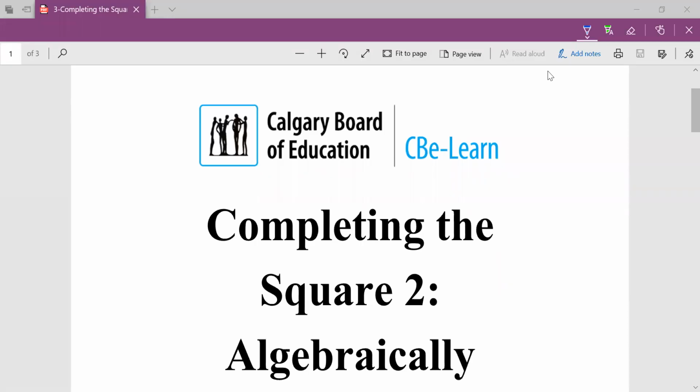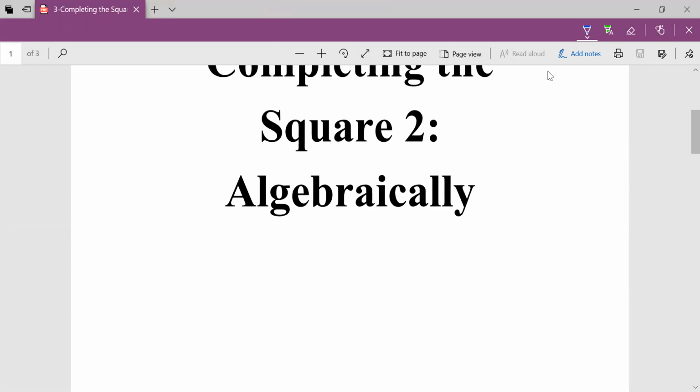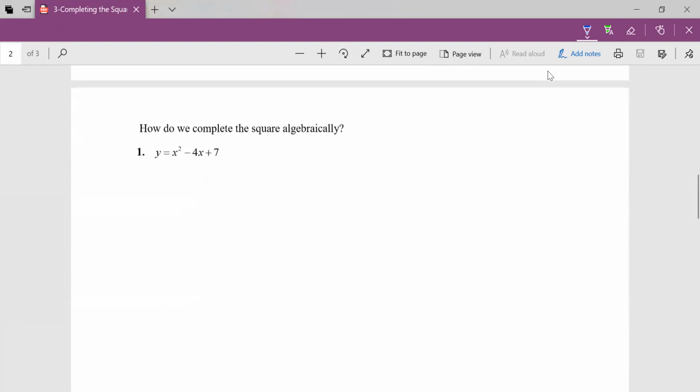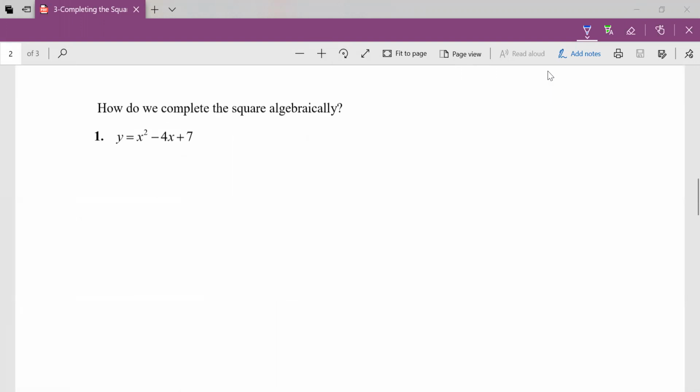Hey, 20-1s. In this lesson, what we're going to look at is completing the square algebraically. If you watched the first video, I showed you what this would look like visually, but then at the end I said, okay, it starts to get really difficult when our numbers start to get a little more difficult or we start throwing negatives around. It's hard to think of areas with negatives, right? So how do we do this algebraically?